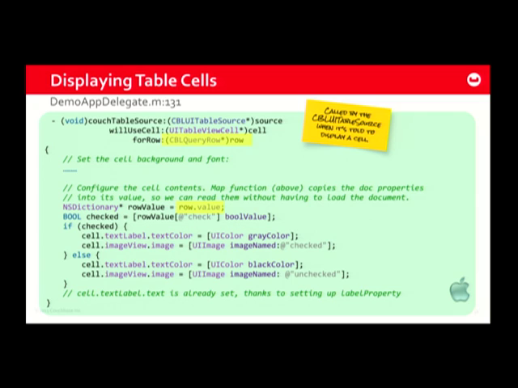CBLUITableSource has this handy ability: like back several slides ago, we told it which property of the document to use as the text for the row, so we don't actually have to set the label in the cell ourselves. It's done that for us.